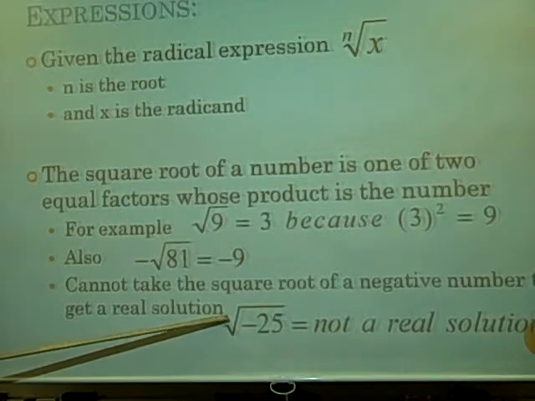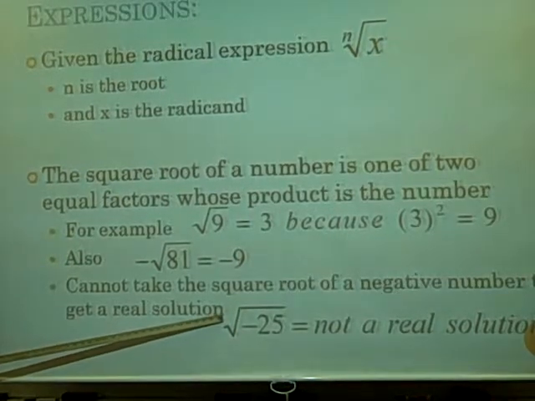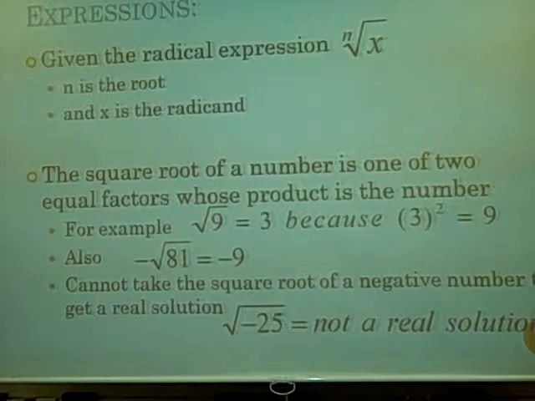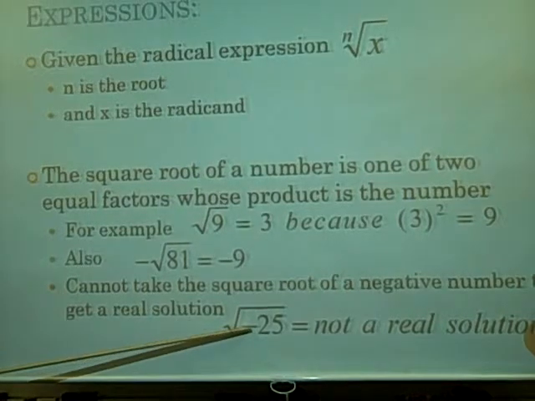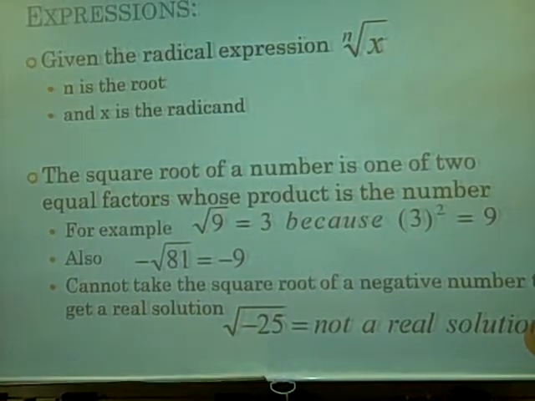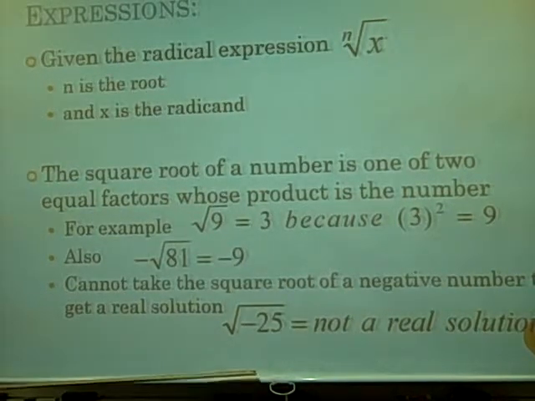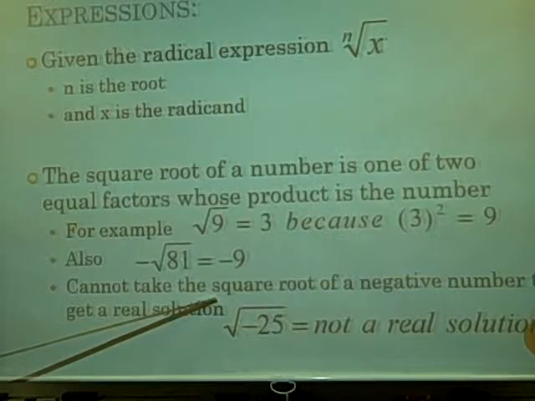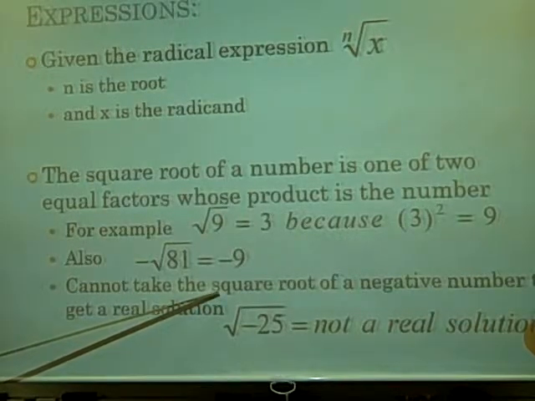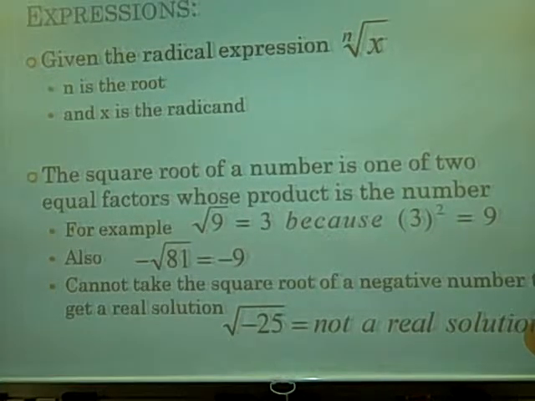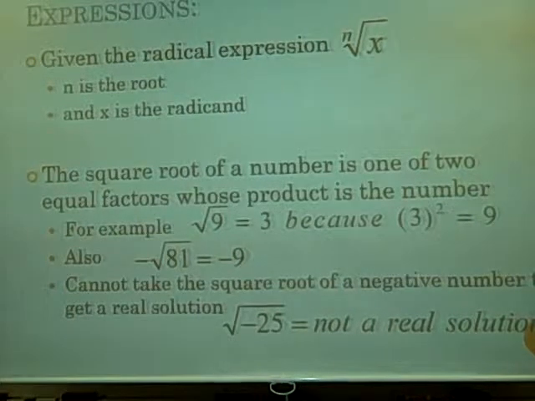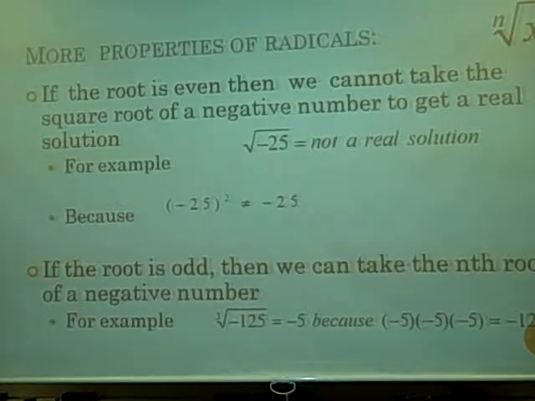If it's an even root, like square root, fourth root, sixth root, we cannot get a real root with a negative inside there. It's not real. But odd roots, like if this was a cube root of a negative 8, well, negative 2 times negative 2 times negative 2 is a negative 8, right? So the odd roots are okay. We can get a real solution from that. But it's just the even roots we cannot. Those are going to be not a real number or not a real solution.